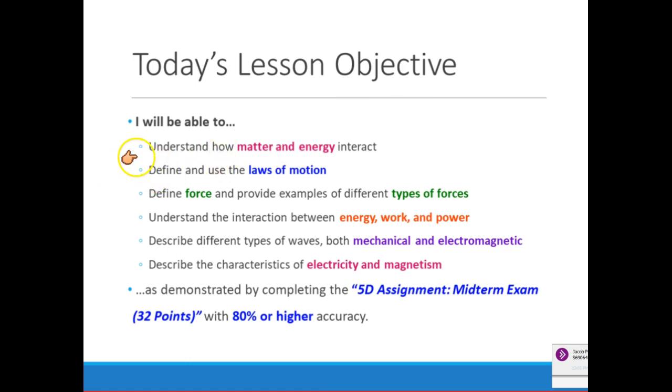So today our objective is to go over everything that we've learned the entire quarter. We're going to be talking about how matter and energy interact. We'll talk about the laws of motion again. We will review force and the different types of forces, talk about work, energy, and power and how they all interact. We'll also talk about different types of waves, both mechanical and electromagnetic. And then our most recent units, electricity and magnetism, so we'll do a quick review of that. And sorry, I don't know why this still says the 5D assignment. This is actually the 10A assignment, so we're going to be doing the 10A final exam.